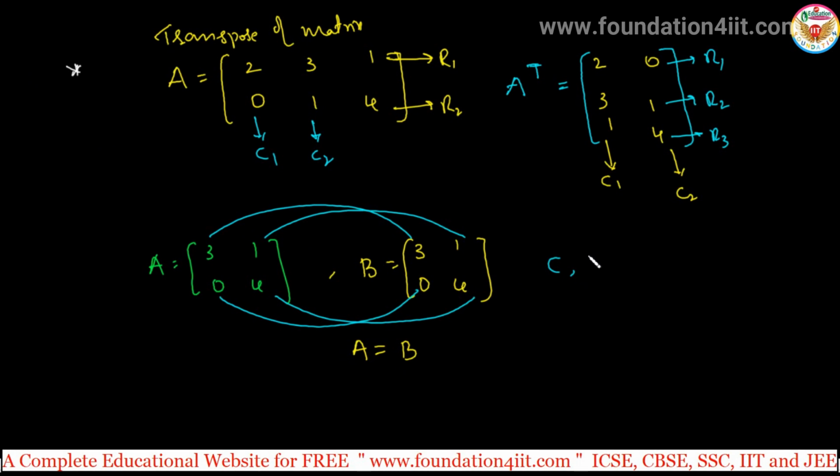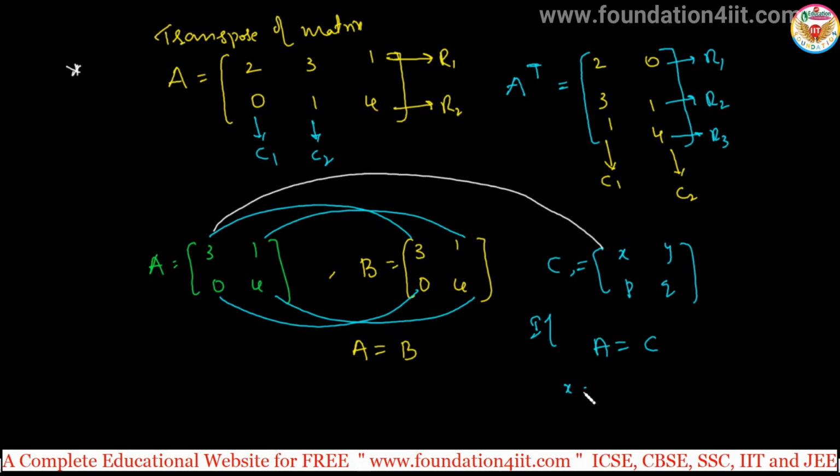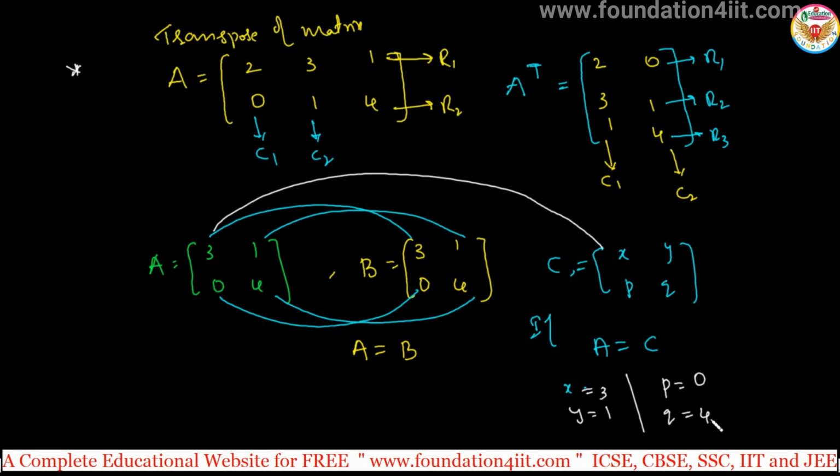Let us say C is a matrix: X, Y, P, Q. If A is equal to C, then what are the values of X, Y, P, Q? A is equal to C, right? So the first one is exactly equal to the first one. 3 must be equal to X, so X is equal to 3. Then Y is equal to 1. In the same way, P is equal to 0 and Q is equal to 4.